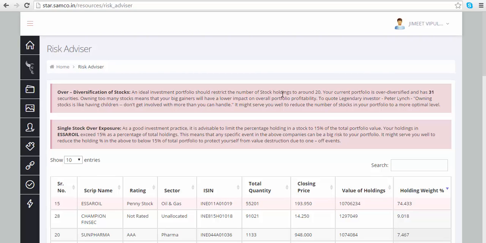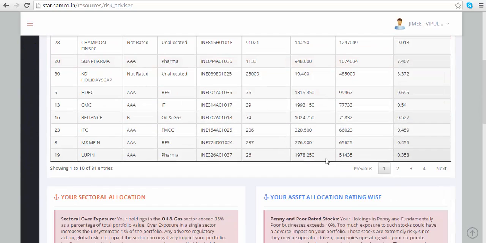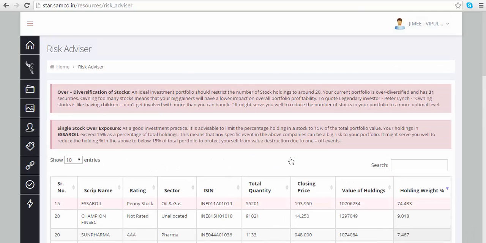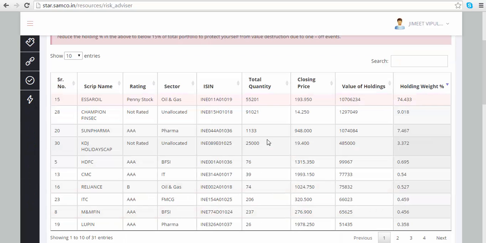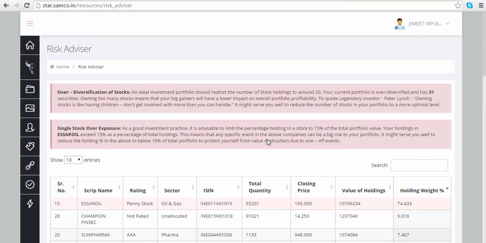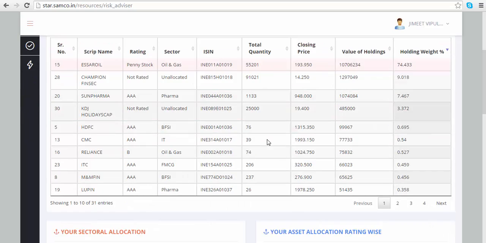Peter Lynch once said that owning stocks is like having children. Don't get involved in more than you can handle. The same way, Samco Risk Advisor helps you identify if your portfolio is over diversified and has more than 20 securities in the portfolio. This is a red flag that you are over diversified, and your portfolio may do well if you reduced the number of stocks in your portfolio to a more optimal level.